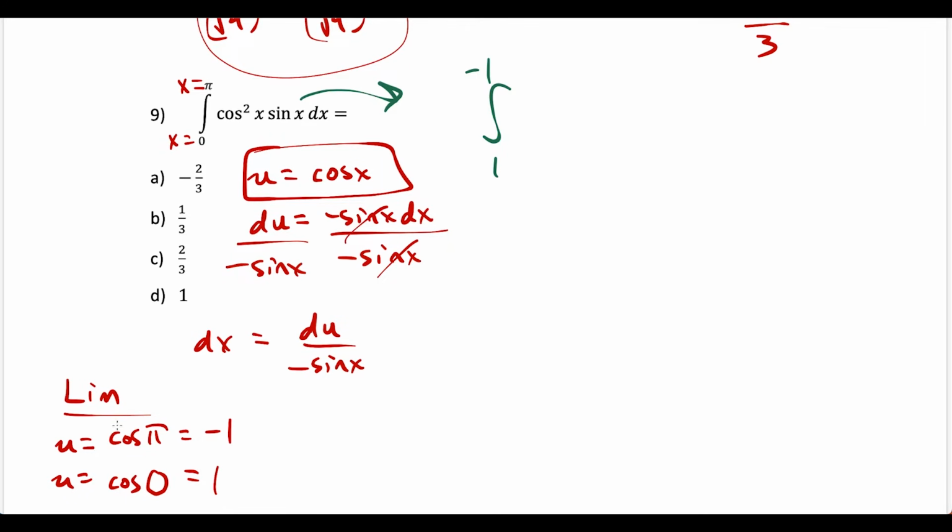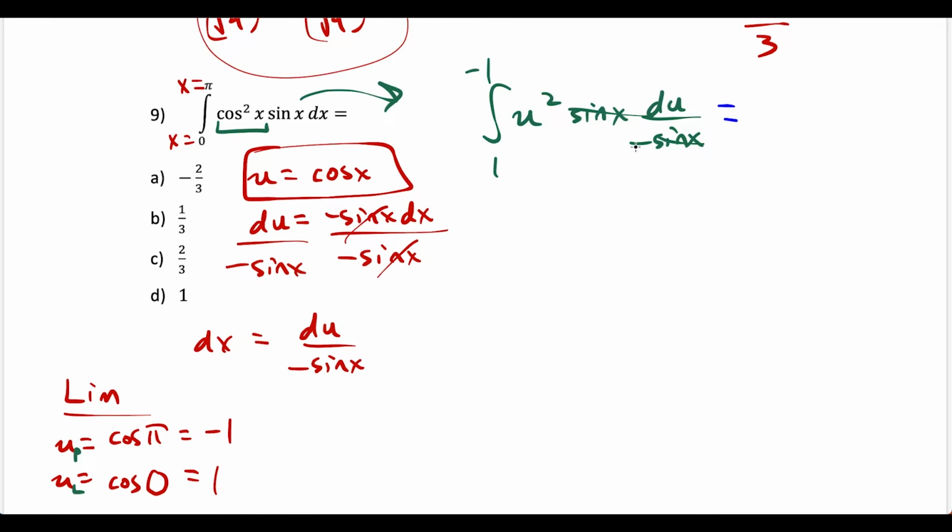And make sure that you write this in the order as it appears. So notice that this was our upper limit and our lower limit. So don't swap these and hope no one notices, because that sign change can affect your answer. And we're going from 1 to -1. And then instead of cosine squared, that's our u term squared. So I have u squared, and then I have sine x, and then dx is equal to du over negative sine x. So notice that the sine x is canceled. And if you do your u sub correctly, you should have all new variables here, none of the old variables.